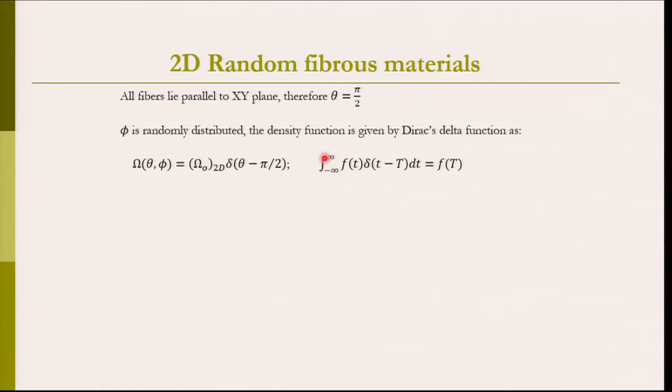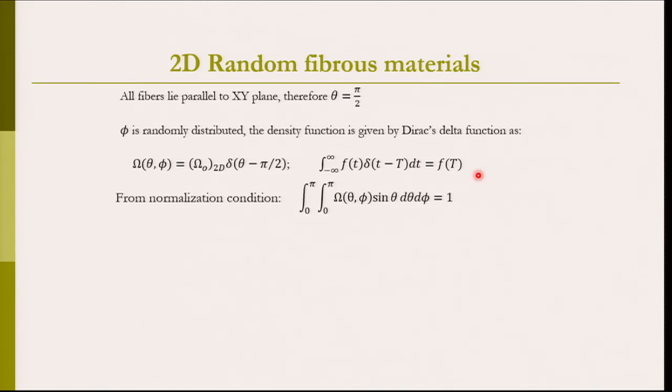If you have an integral lying between minus infinity to infinity, and if you have a function f of t, if you multiply with delta t minus t naught, which is the Dirac's delta function, into dt, that will lead to a well defined value of the function at a particular point, in this case which is t naught. In our case it will be pi by 2. So, it will be f of theta or f of pi by 2 in this case.